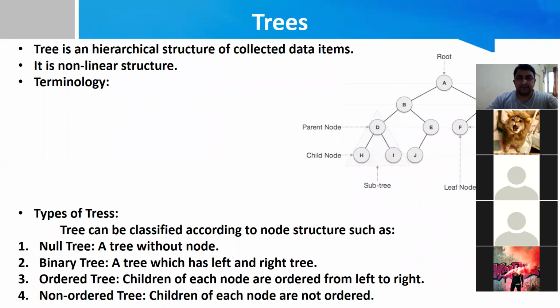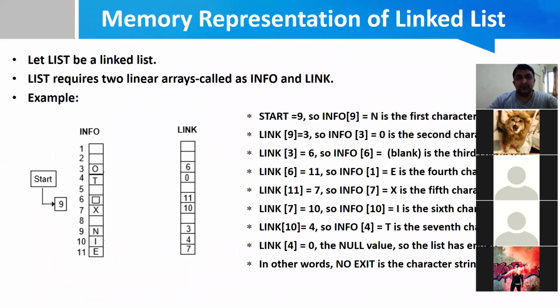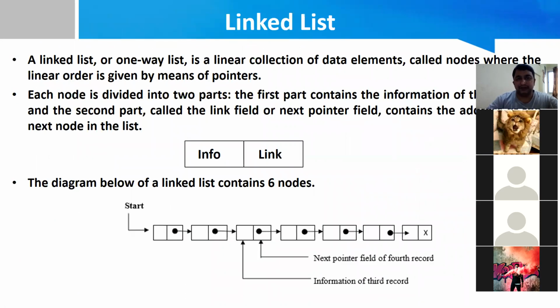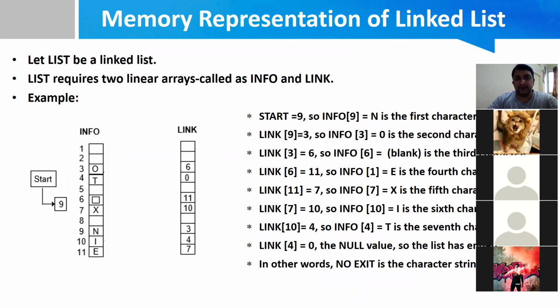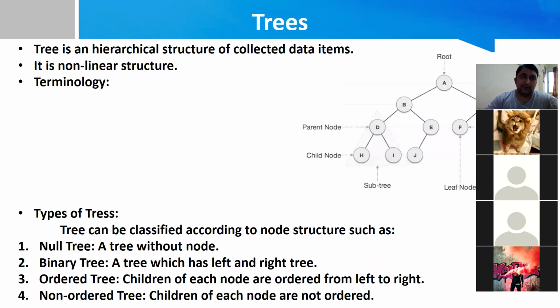Next is tree. The linked list, as I told you, will be a 3-mark question, right? You need to explain what a linked list is, and the example with this memory representation format will be 2 marks. Next, tree, coming to the last part of this data structure. This topic is very, very important. From this, definitely a 4-mark or 3-mark question is going to come.